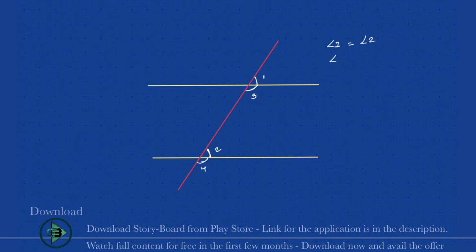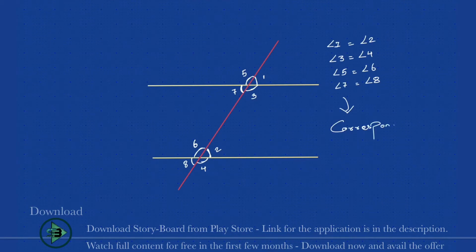lines. Also angle 3 will always be equal to angle 4. So 1 will be equal to 2, 3 will be equal to 4. Similarly, just like 1 and 2, 5 will be equal to 6. And just like 3 and 4, 7 will be equal to 8. This will always happen when there are two parallel lines and I draw one transverse line. What are they called? They are called corresponding angles.